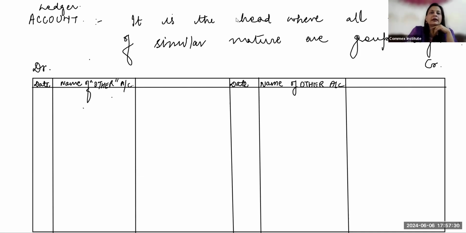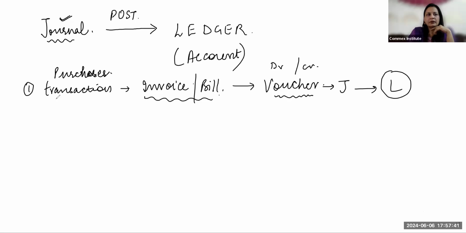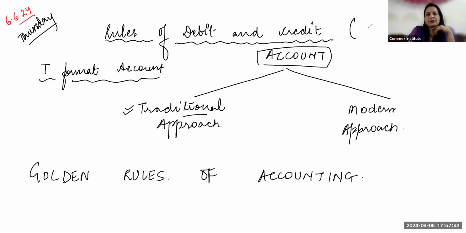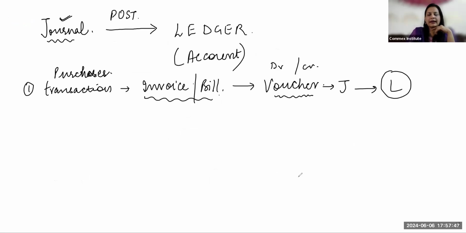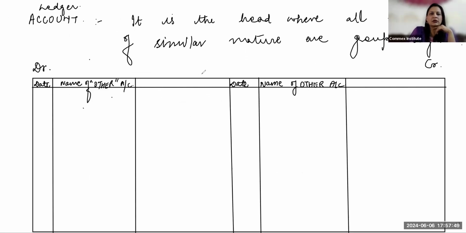Arhan, you have joined too late. Okay, we are starting with the sixth chapter, the rules of debit and credit. So put chapter 6, rules of debit and credit, and directly come to this T format account. I'll be preparing a cash account, so you can put the heading as cash account.